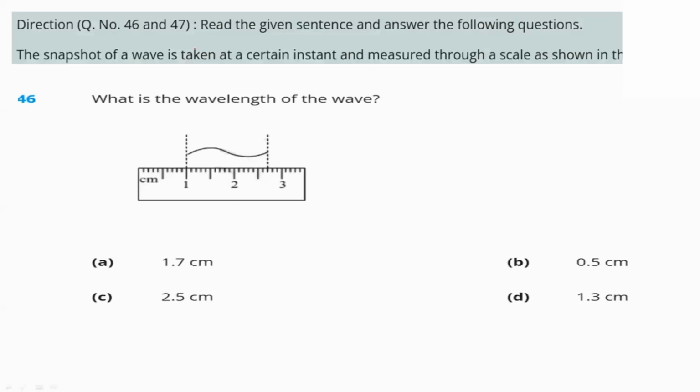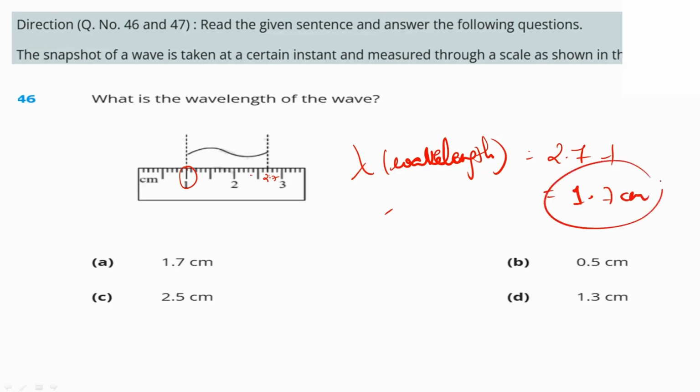Next, directions for questions 46 and 47 are given, and you have to find the wavelength of this wave. You know the formula for the wavelength. The length is measured from 1 and it goes up to 2.7. So you just subtract 1 from 2.7 and you will get 1.7 as your answer. So 1.7 centimeters is the wavelength.